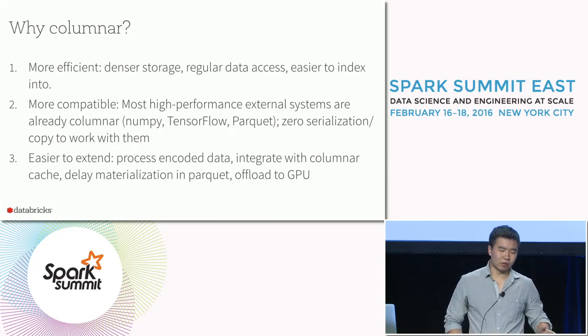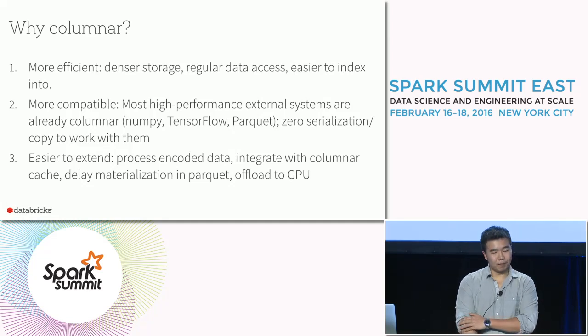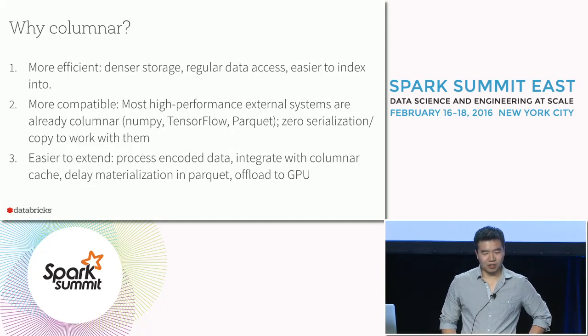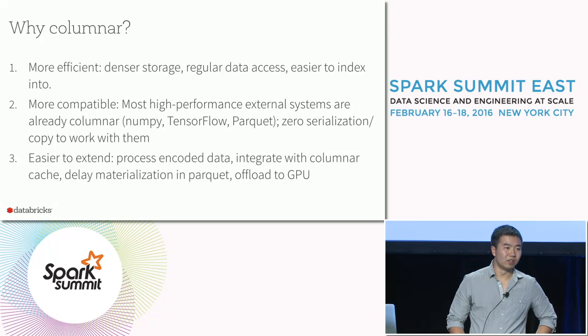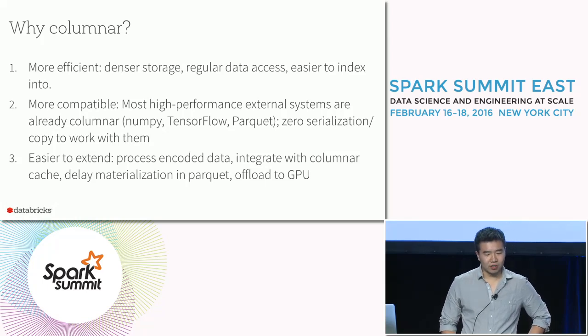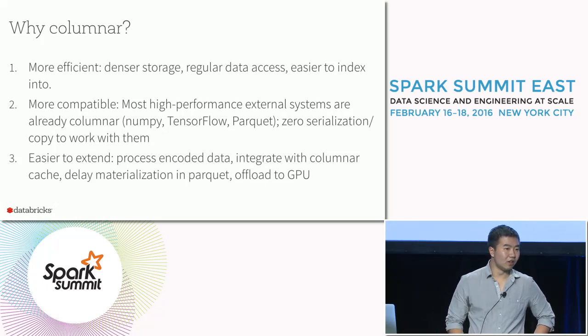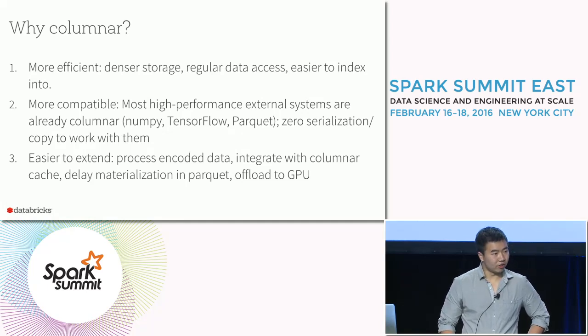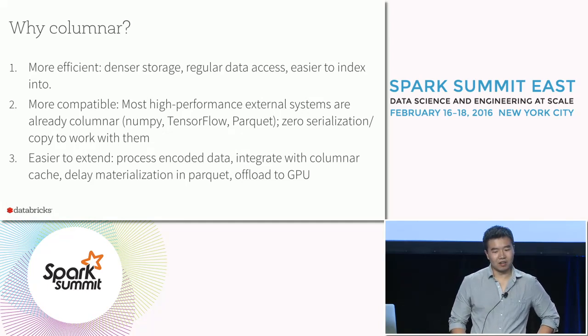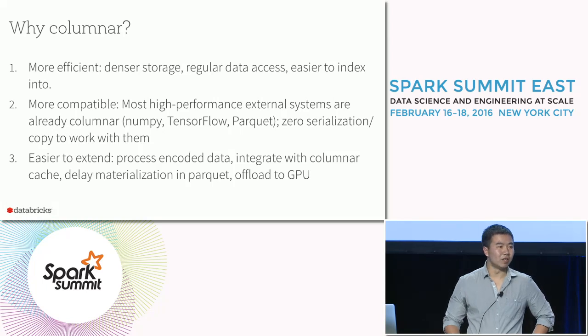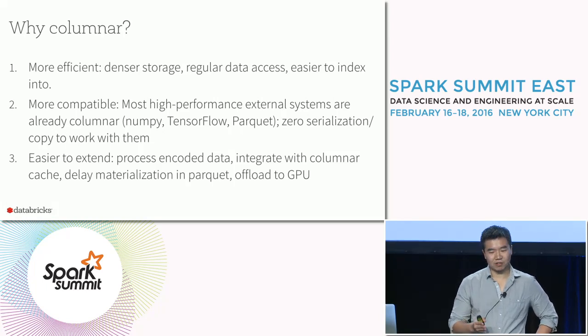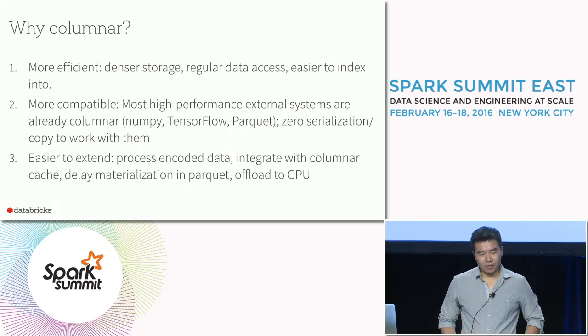And then lastly, looking forward, having a columnar format gives us more options to extend the system in the future, right? It makes it easier for us to do things like process on encoded data. So maybe the column is dictionary encoded, maybe it's bit packed, things like that. Those techniques would be pretty hard to do in a row-based format, because the data is non-homogeneous that way.